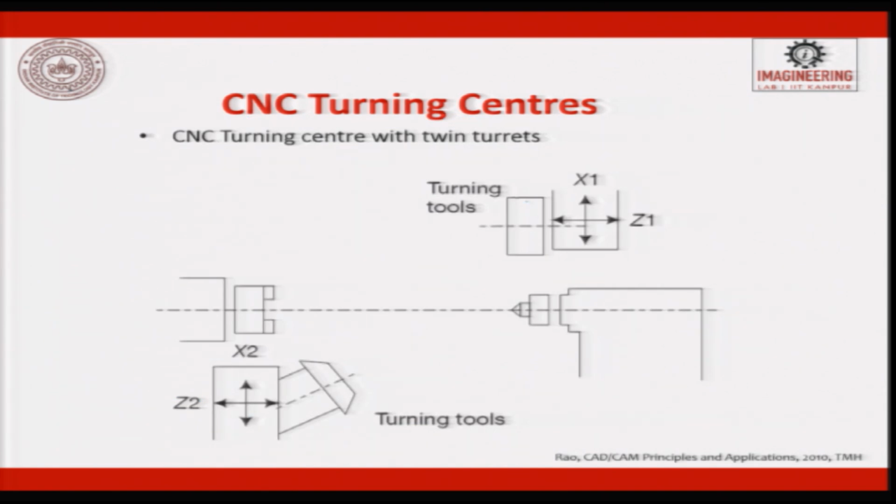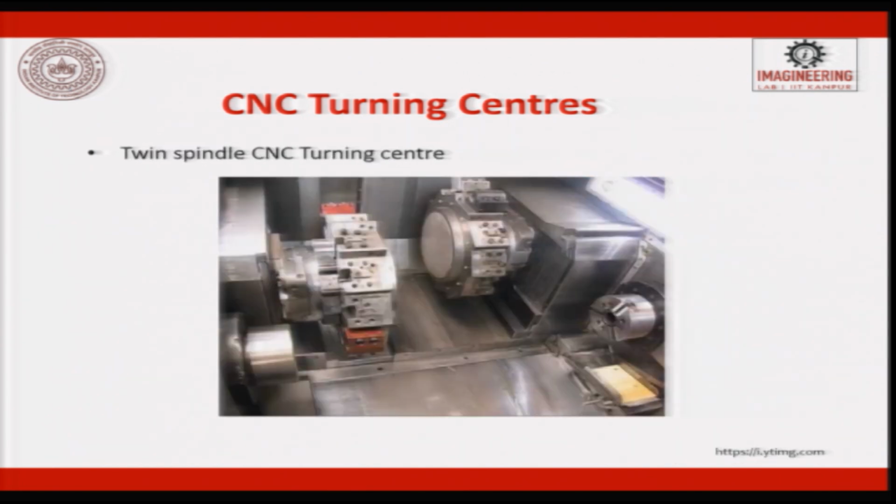When I was talking to you about twin turrets, this is a turning tool. So, you will have another turning tool. So, you will have X1, X2, Z1, Z2. So, you will have to plan this and write. So, your twin turrets are used for machining.